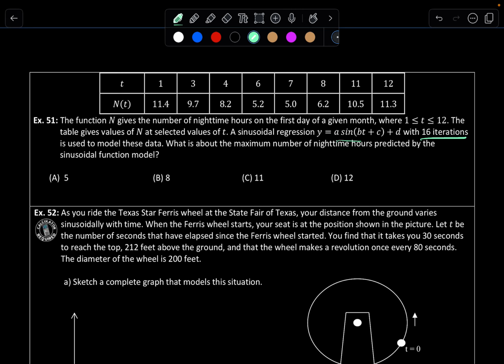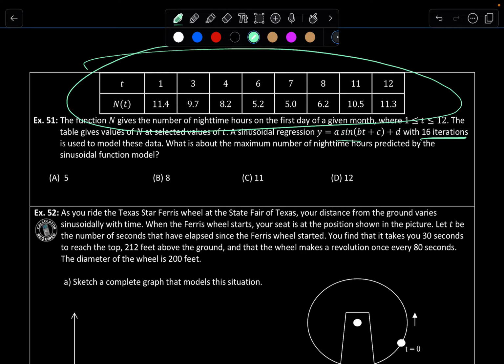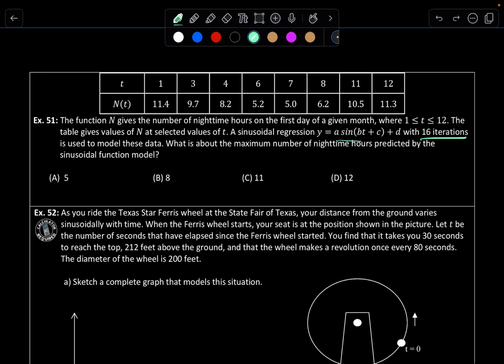And this says, what is about the maximum number of nighttime hours predicted by the sinusoidal function model? We don't know the sinusoidal function model, but we have the actual data, and we can see what it's going to trend towards. So this word "about" is really helpful. We're looking at rounding, and we're looking within the general area of what the maximum number should be or could be.